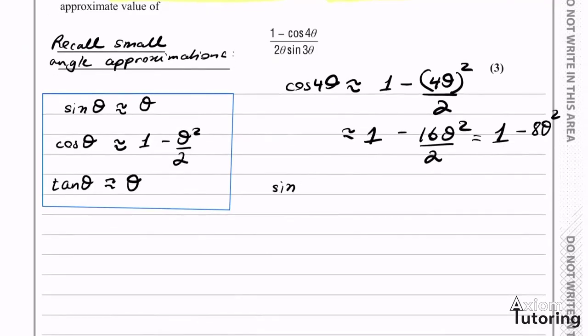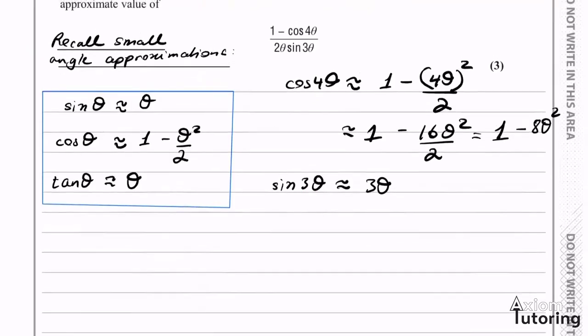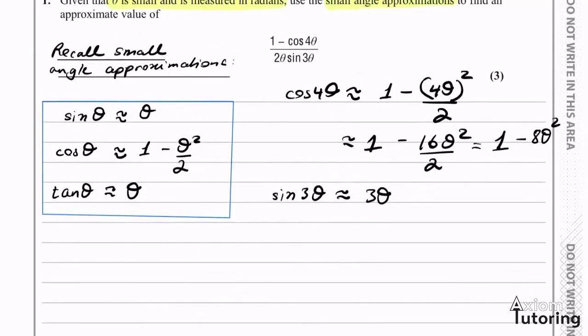Let's do the same thing for sine of 3 theta. We can approximate sine of 3 theta as just 3 theta. That comes from our approximation here: sine theta is approximately theta, so now we're just replacing theta with 3 theta. So now that we have these terms rewritten using our small angle approximations, let's plug them back into our expression.